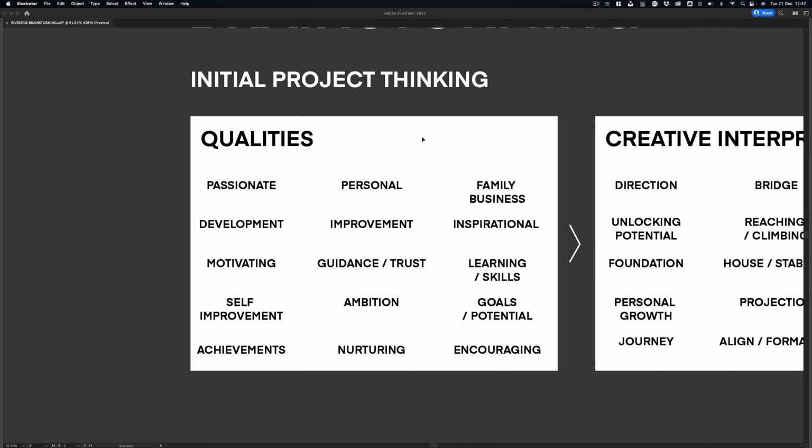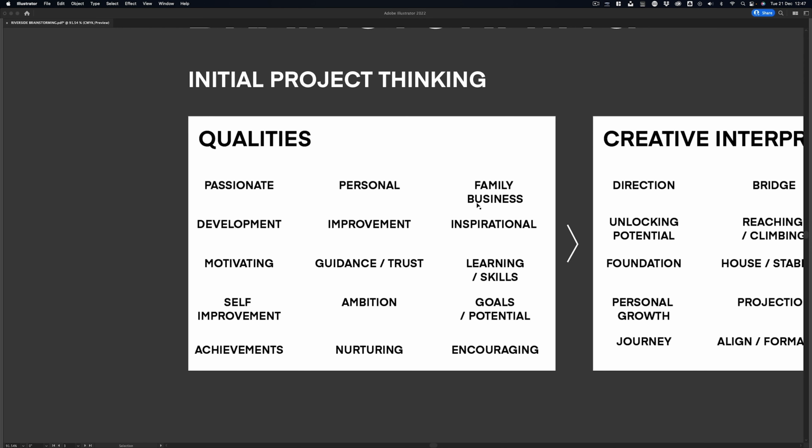This project is a logo design for a private training company based in the UK. From having a chat on the kickoff call and looking at the brief, some of the qualities were things like passion. The company is passionate about educating people. It's a family business. It's a personal experience. Being a training and education platform, it's all about development and improvement. It's inspirational, getting people inspired to undertake qualifications and better themselves. Sense of self-improvement, ambition, goals, potential, nurturing and encouraging.